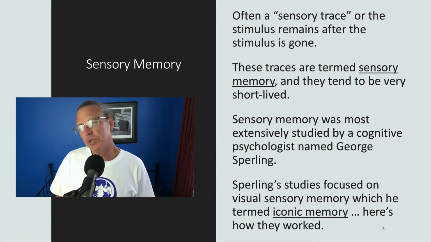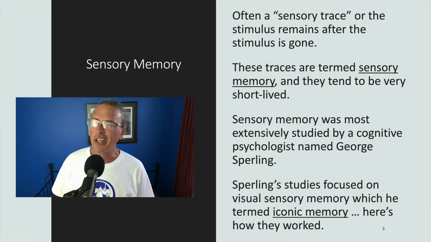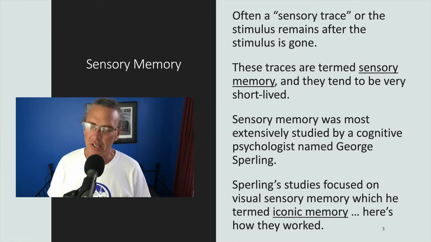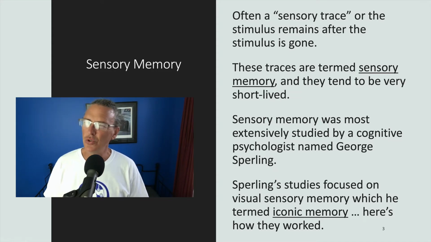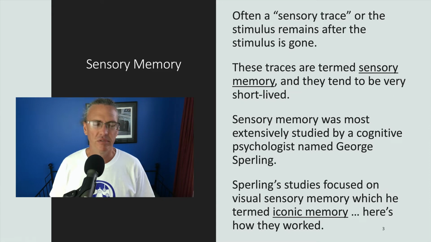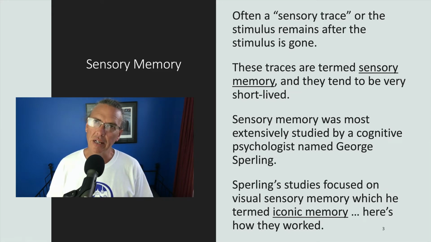And so visual sensory memory, or something we're going to call iconic memory, was first studied by a guy named Sperling. And it's one of these interesting examples of a clever way of studying something that's difficult to see or measure.